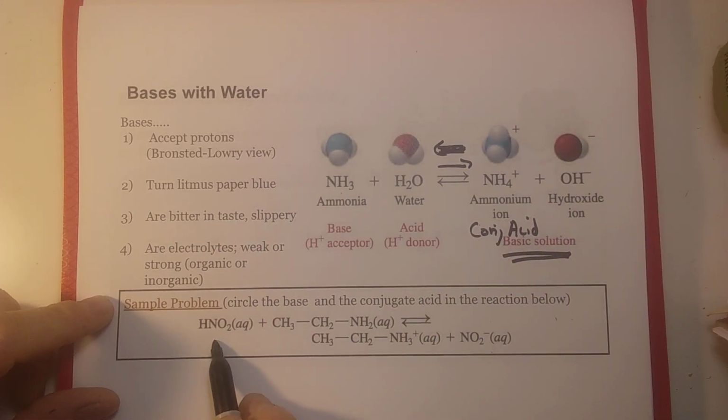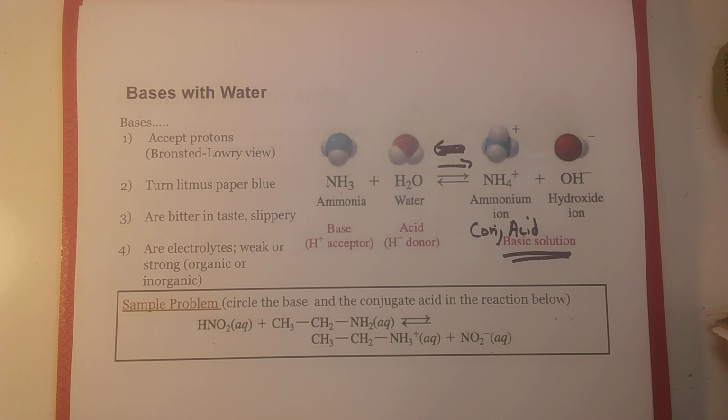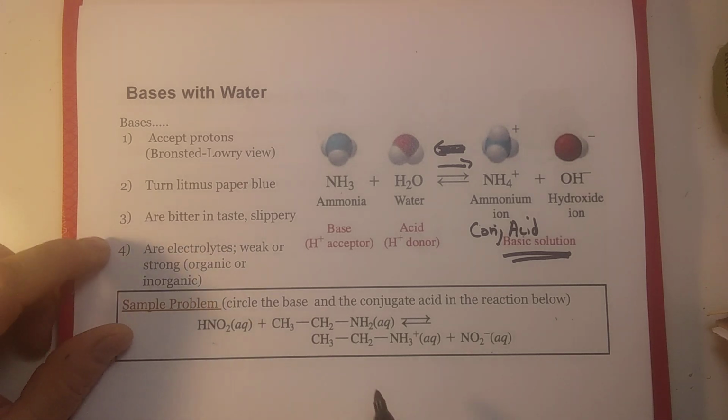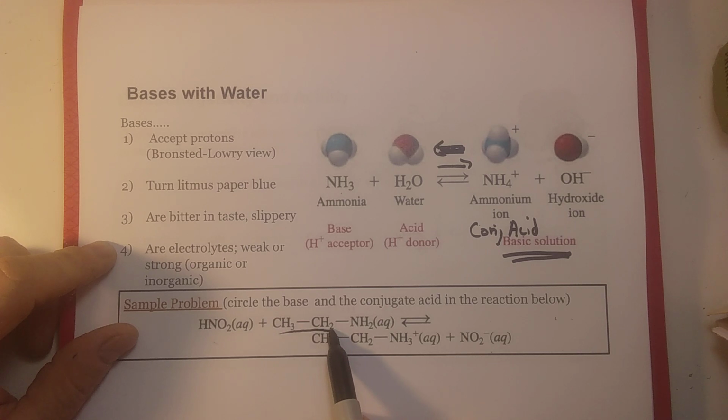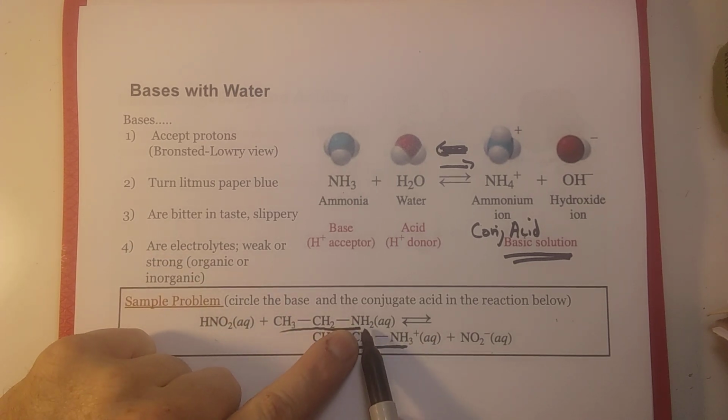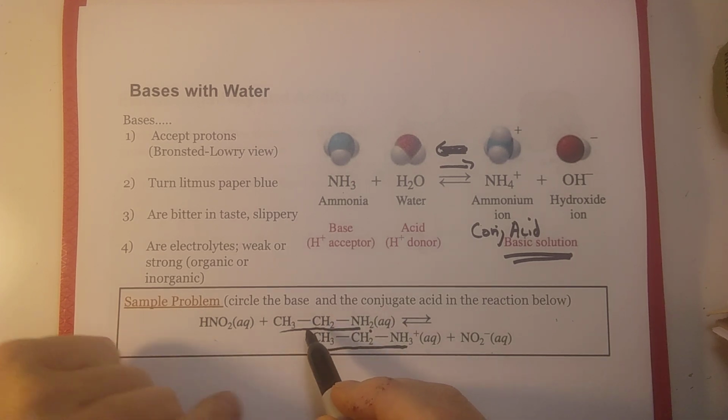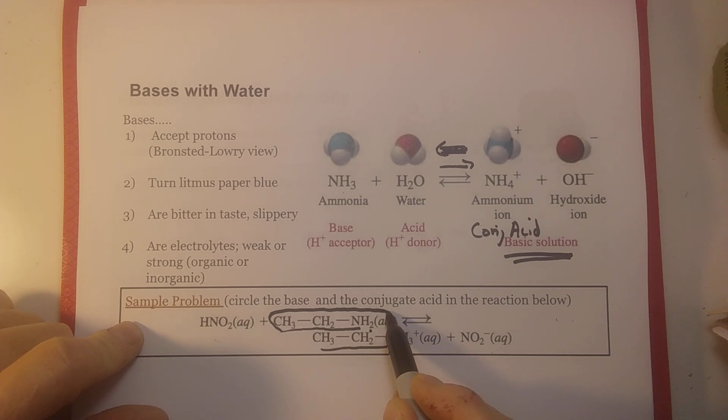Let's look at this reaction here and see if we can identify who's the acid, who's the base, and talk about conjugate relationships. It says circle the base and the conjugate acid in the reaction below. So if we look at this reaction, I'll highlight this one right here. We notice that on the left side, the reagent side, it's neutral. But on the other side, this is our product. We notice it's accepted a proton at this nitrogen. It had 2, now it has 3. So this accepted a proton, so this will be the base. Circle that. This is the conjugate acid.